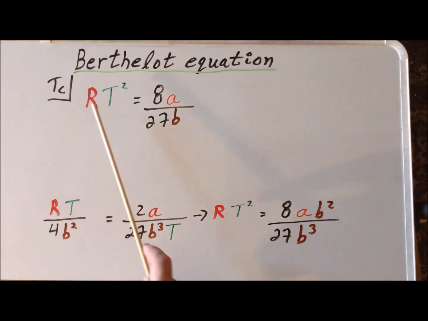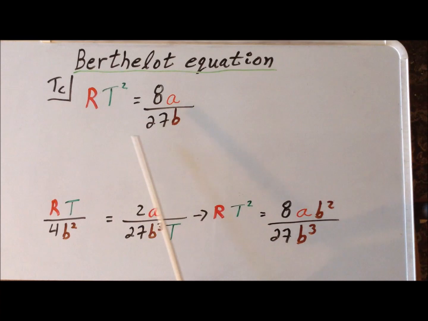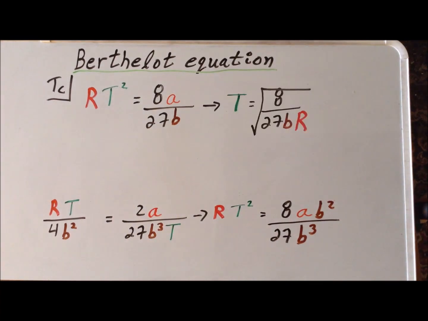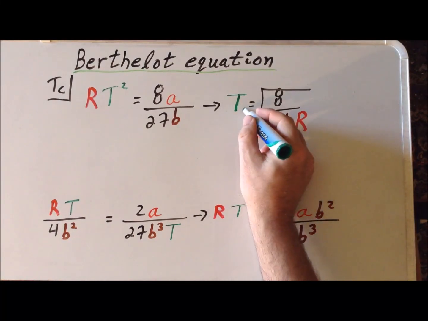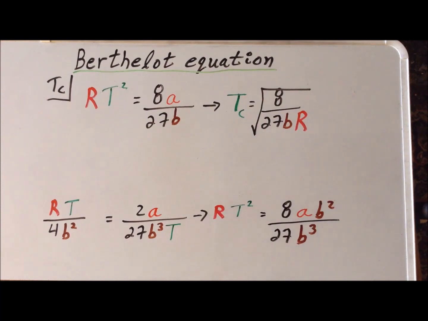Our next step is to divide through each side by r and then take the square root of each side. And we find that the temperature at the critical point is equal to the square root of 8a divided by 27br. And since this is at the critical point, this is the critical temperature. There are other ways to simplify this expression, but for later use we're going to keep it in this particular form.